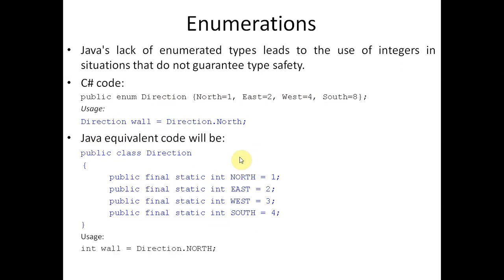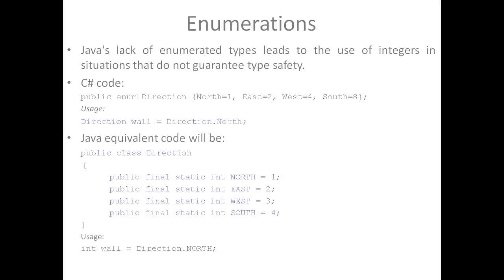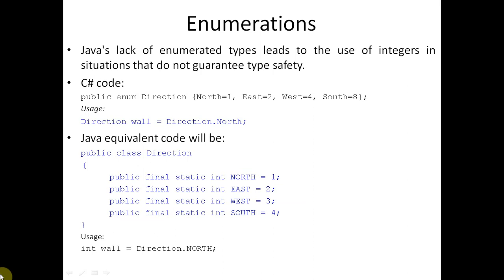So somehow it is a little bit tedious method, and then we have written here integer wall equals Direction.North. Maybe sometimes you can see here Java's lack of enumerator type leads to usage of integers in situations that do not guarantee type safety. So there may be some type safety problems that occur in Java programming where we are using different types here.